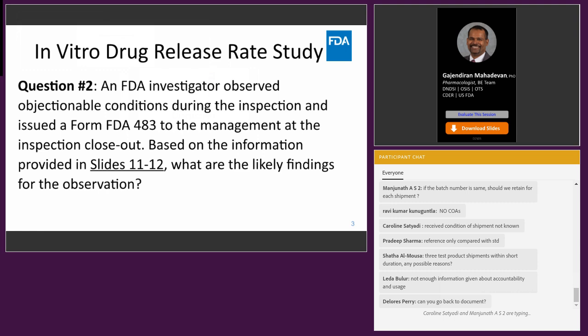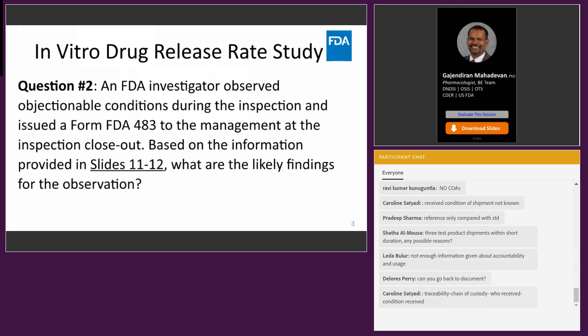There is a question on three test product shipments within a short duration. But if it is an independent shipment, it is better to keep a reserve sample for each shipment. If it is all together, that is a different story. But if it is an independent shipment, the site has to have a reserve sample for each shipment.